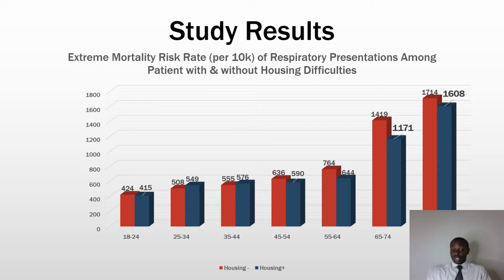Now, among the much younger population of 18 to 24, we see a minor variance in individuals with housing difficulties at 415 per 10,000 presentations, and individuals without housing difficulties at 424 per 10,000 presentations.